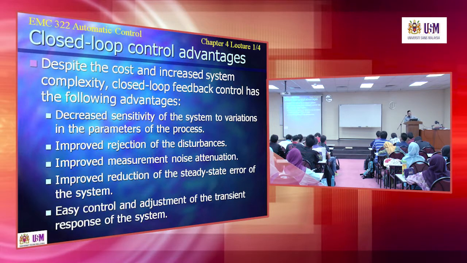The second advantage: you see just now that we have a disturbance going in as well. When we talk about the response, we also don't want this disturbance to affect the response. If we have a system that can reject this disturbance, so that although the disturbance is going in the response doesn't change, that will be a better system. Later on we will also prove that this closed loop feedback control system improves the rejection of the disturbance.